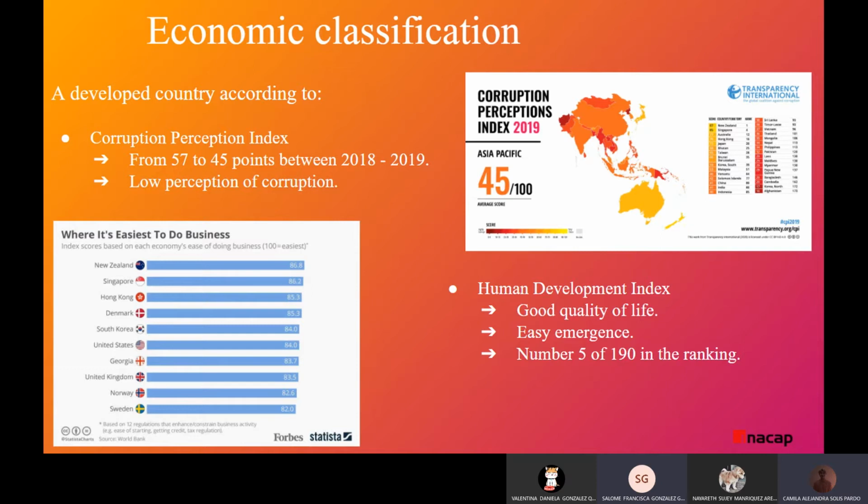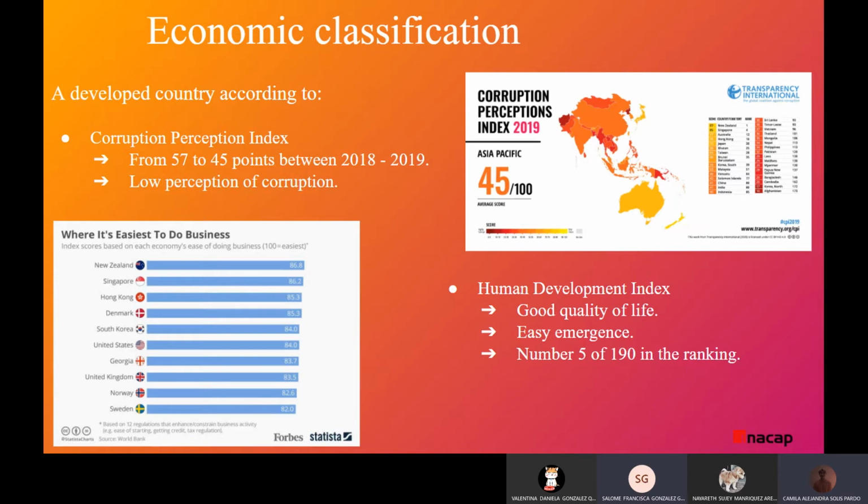Then we have the Human Development Index, in which, if we take into account the requirements created by the UN, South Korea is considered a country with a good quality of life. The population has a good income perception, and it's considered a country in which you can emerge with the creation of new businesses.